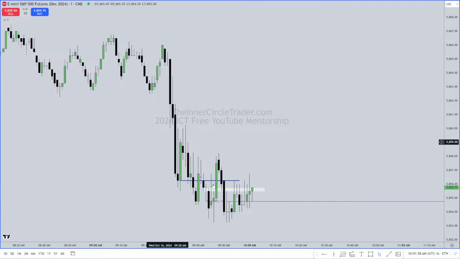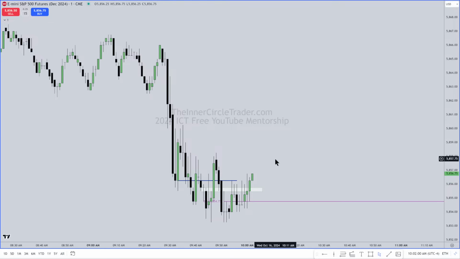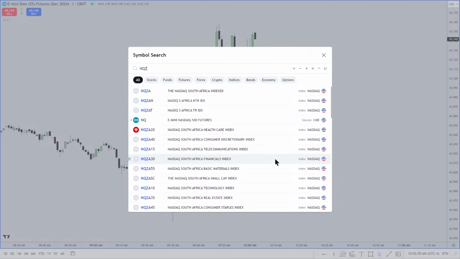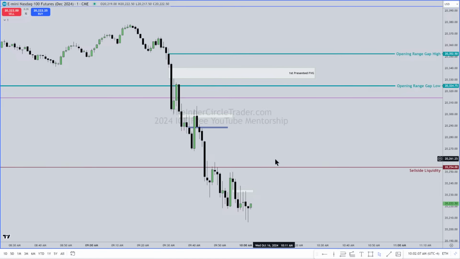And look at this price action. Compare that with what we just saw in the Dow, and then now the NASDAQ. Bear with me for one second, because I'm going to have to shut her up.